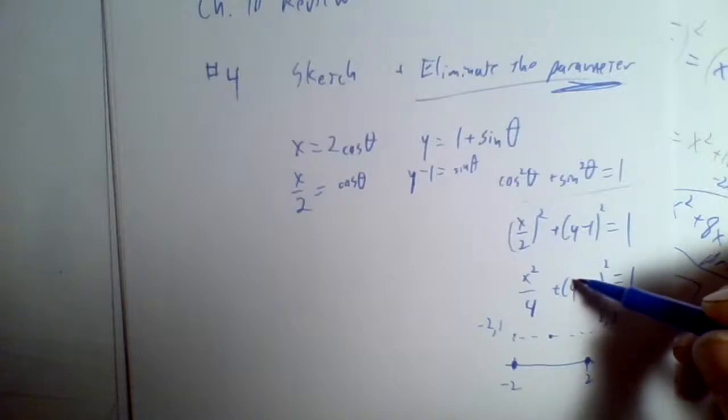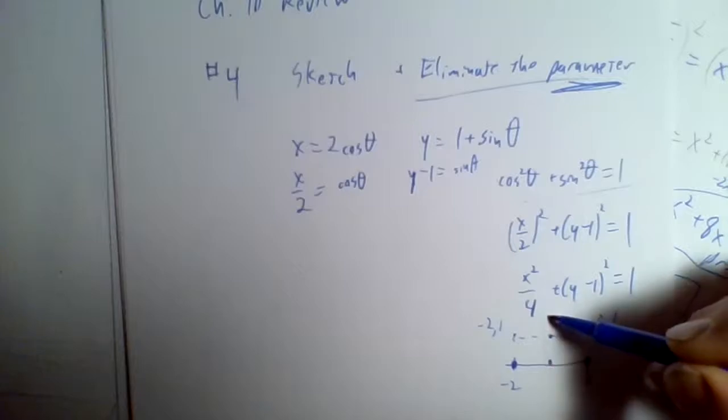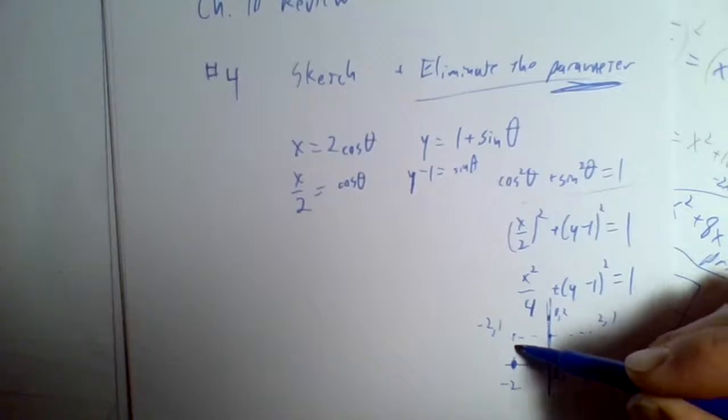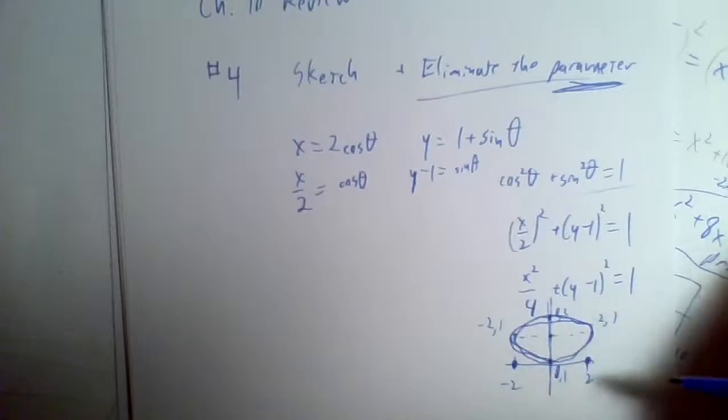So when x is 0, y is 0 or 2. So 0, 2 and 0, 0 are on there. You've got an ellipse here. So conic sections practice there. But you could graph that.